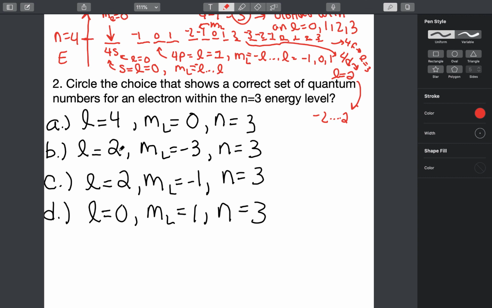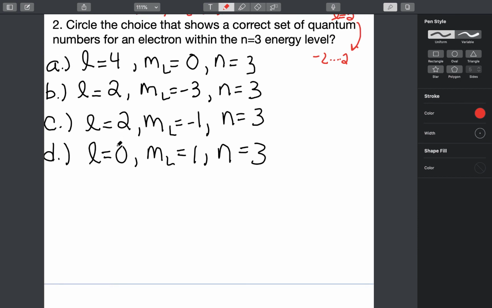So in the second problem, I ask you to circle the choice that shows the correct set of quantum numbers for an electron within the n equals 3 level. So in order to do this, let's actually write all of the possible quantum numbers that we can get for the n equals 3 level. So let's write our energy diagram. And we have n equals 3. So this is the n equals 3 level.